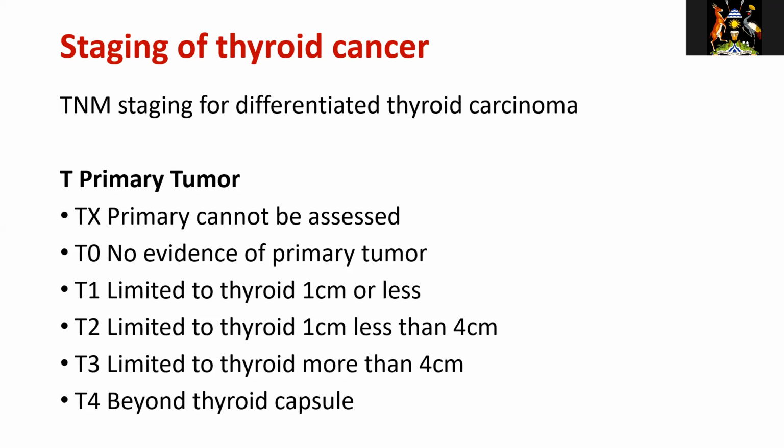We just use the normal one that we call TNM. That's tumor size, lymph node involvement, and the metastasis. We have TX, if a tumor cannot be assessed; T0, if there's no evidence of primary tumor; T1, if limited to the thyroid, 1 centimeter or less; T2, if it is limited to the thyroid, more than 1 centimeter but less than 4 centimeter; T3, if it is limited to the thyroid, but more than 4 centimeter; but T4, if it's beyond the thyroid capsule.